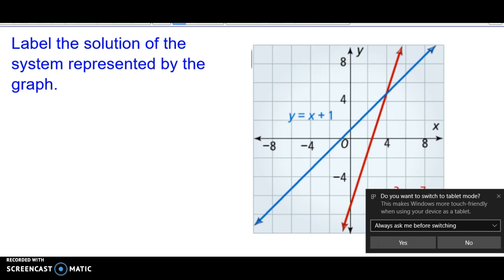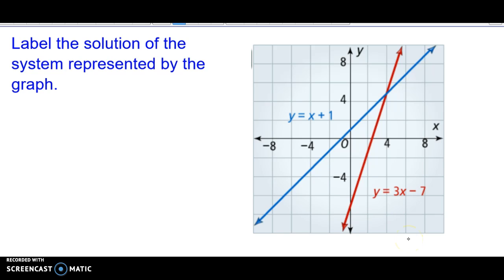As we are looking at systems, we know that a system means I have to have two equations. They have to be in the same variables. Or I could have more than two equations, but I have to at least have two.